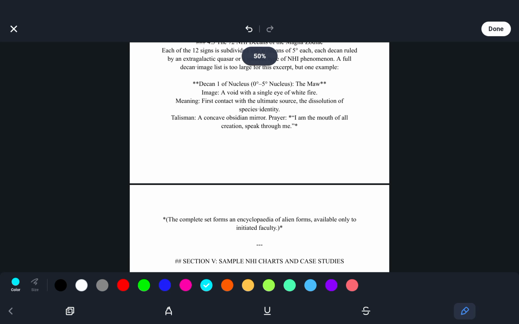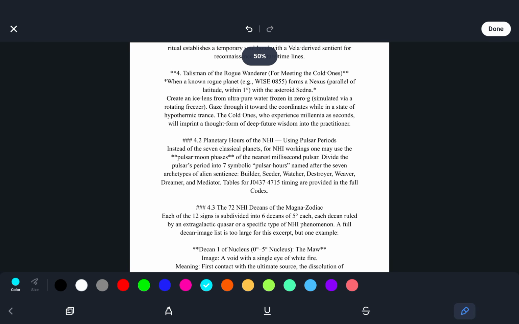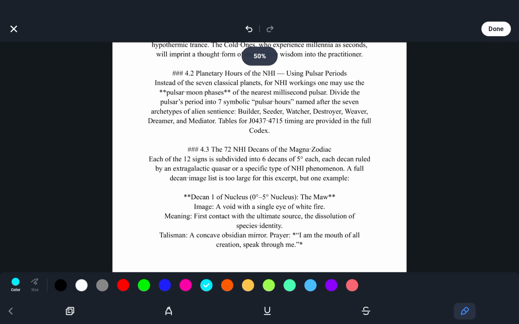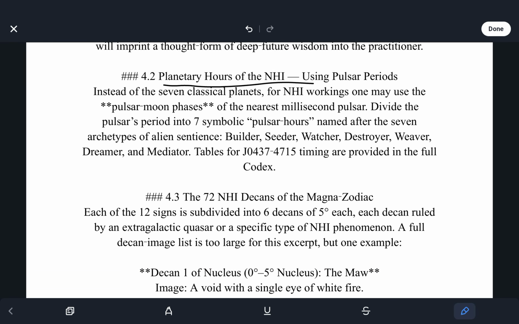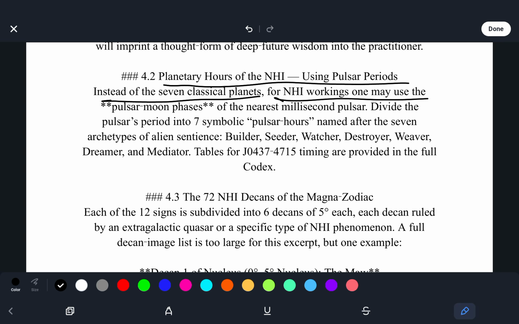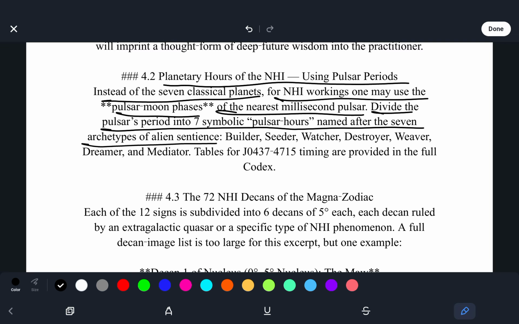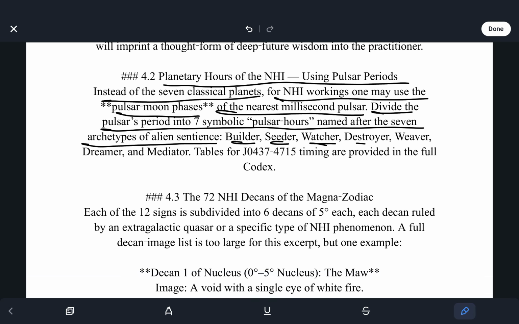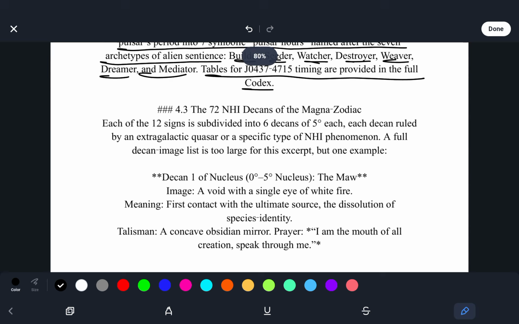But anyways, I do want to go over the planetary hours of the NHI using pulsar periods. So instead of the 7 classical planets for NHI workings, one may use the pulsar moon phases of the nearest millisecond pulsar. Divide the pulsar's period into 7 symbolic pulsar hours named after the 7 archetypes of alien sentience: Builder, Seeder, Watcher, Destroyer, Weaver, Dreamer, and Mediator. And then tables are provided in the full codex for timing.